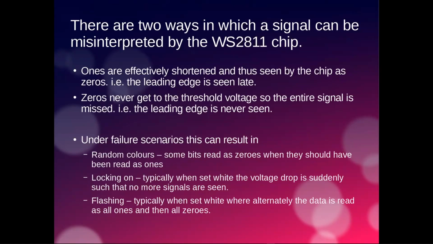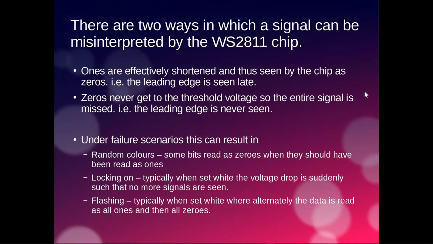Now, that works kind of well where you're sending out a fully on white color. But if I was sending other colors, what I would have seen is various color flickering, because the signal would have been read all over the place. And the back end of my string would have probably locked on white, and the front end of my string would have flickered all sorts of colors. The other thing that can happen is the zeros never get to the threshold voltage, so the entire signal is missed. And depending on how bad this gets, this can lead to a string of pixels actually locking on white.